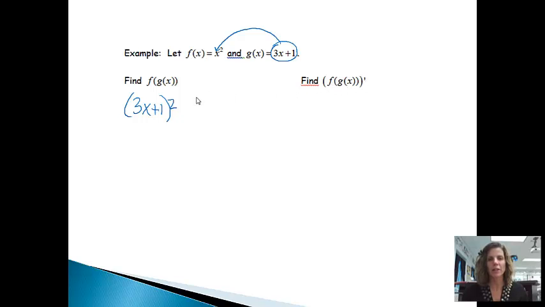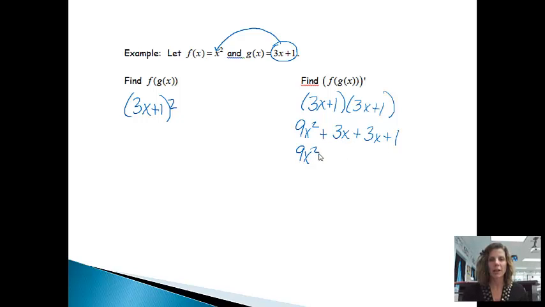In order to take the derivative, I'm first going to need to multiply that out. I know that 3x plus 1 squared is really 3x plus 1 times 3x plus 1. If I multiply that out, I'll get 9x squared plus 3x plus 3x plus 1. Then one step further, I'll get 9x squared plus 6x plus 1. Notice so far I've just simplified. I haven't taken the derivative.